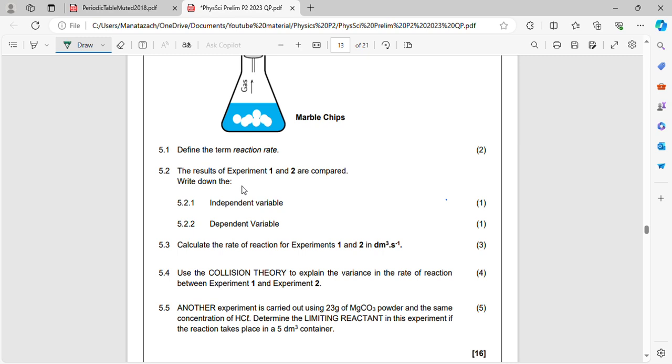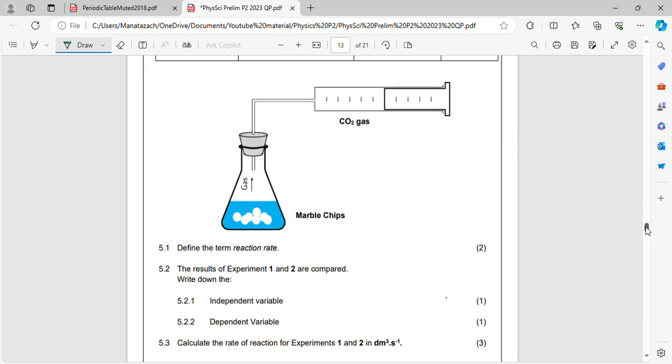The first question is: define the rate of reaction. Basically, the rate of reaction is the amount of a product produced per unit time. That's what the rate of reaction is. In this case, for instance, carbon dioxide is being produced, so it will be the measure of the amount of carbon dioxide gas produced per unit time.